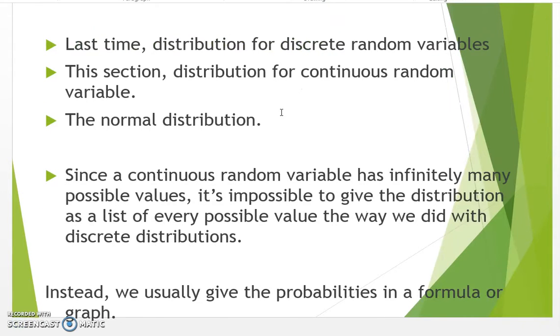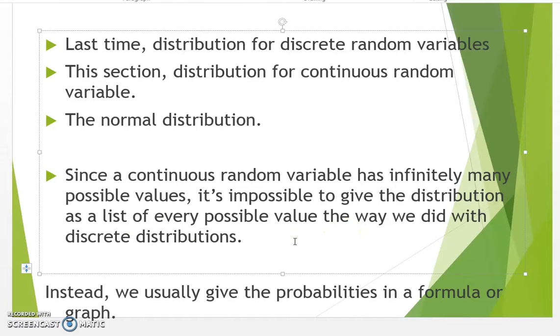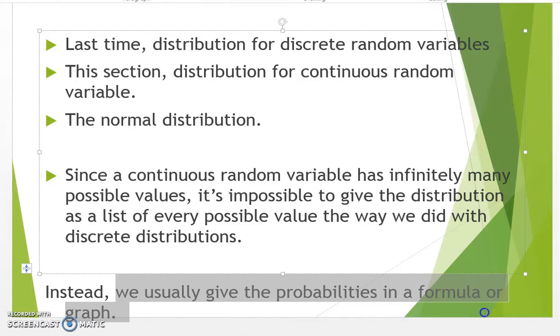Over here, one important thing is that since a continuous random variable has infinitely many possible values, it can go infinitely between two whole numbers. It's impossible to give the distribution as a list of every possible value, the way we did with discrete distributions, like listing a table with all the possible values and their probabilities. Instead, we will be using a formula. We will give the probability in a formula or by using a certain graph.